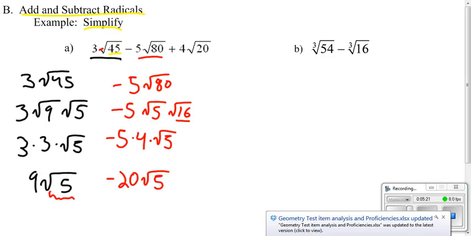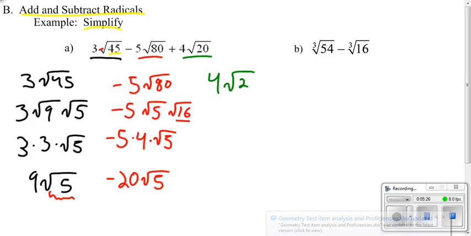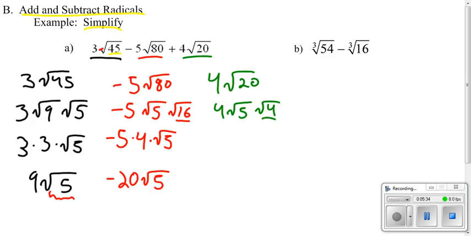And looking at our last one, we see that we have 4 square roots of 20. Again we want a root 5, and 5 times 4 gets us to 20. 4 is a perfect square. The square root of 4 is 2. So we have 4 from before being multiplied by the square root of 4, which is 2. And we still have our square root of 5. 4 times 2 is 8 square roots of 5.